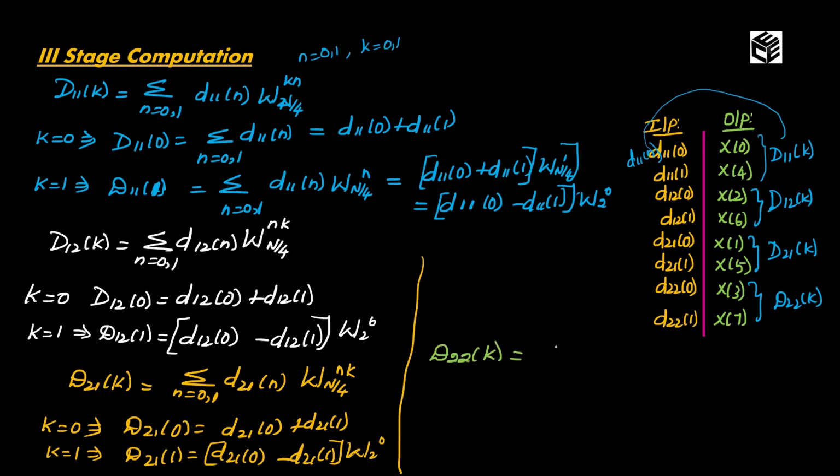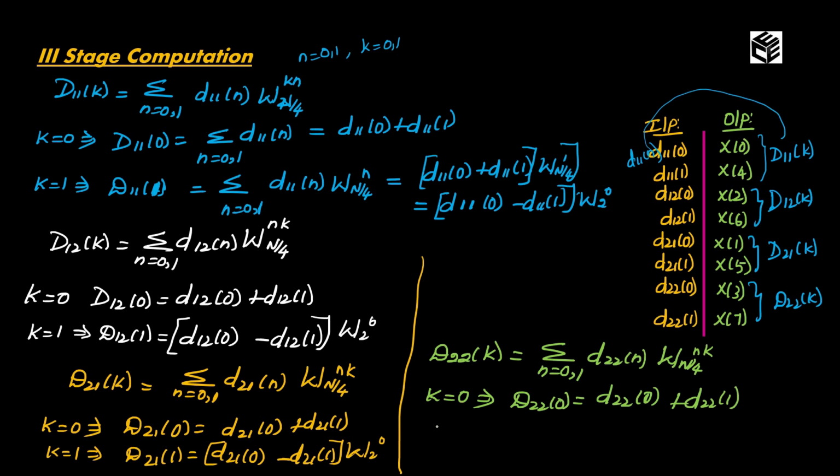Now I am going to find the last expression, that is d22 of k, which is equal to summation n equal to 0 comma 1 d22 of n w n by 4 power nk. If I apply the value of k as 0, I will get d22 of 0 is equal to d22 of 0 plus d22 of 1. If I apply the value of k as 1, I will get d22 of 1 is equal to d22 of 0 minus d22 of 1, which is multiplied by w2 to the power 0. So this is the expression for third stage computation using the DIF algorithm.